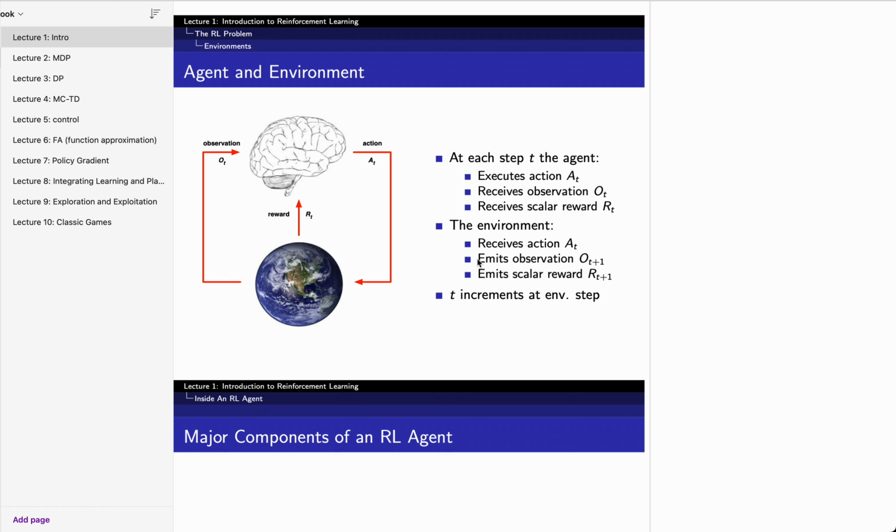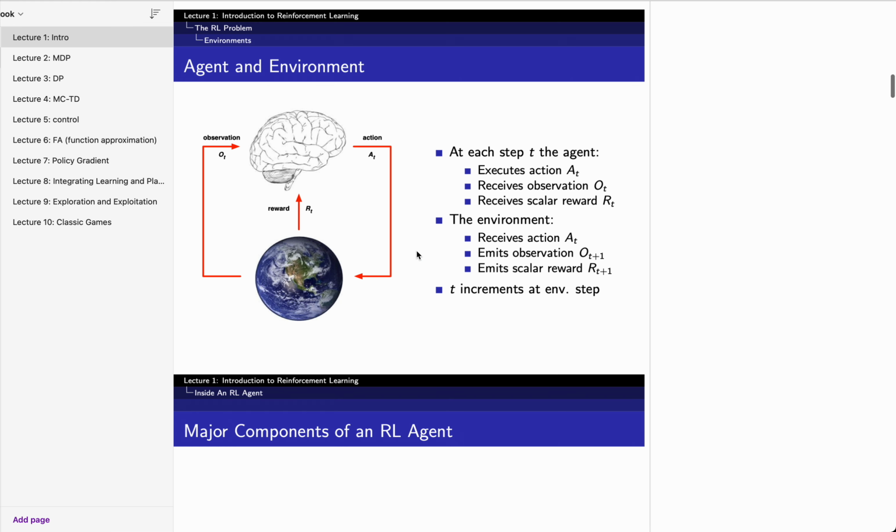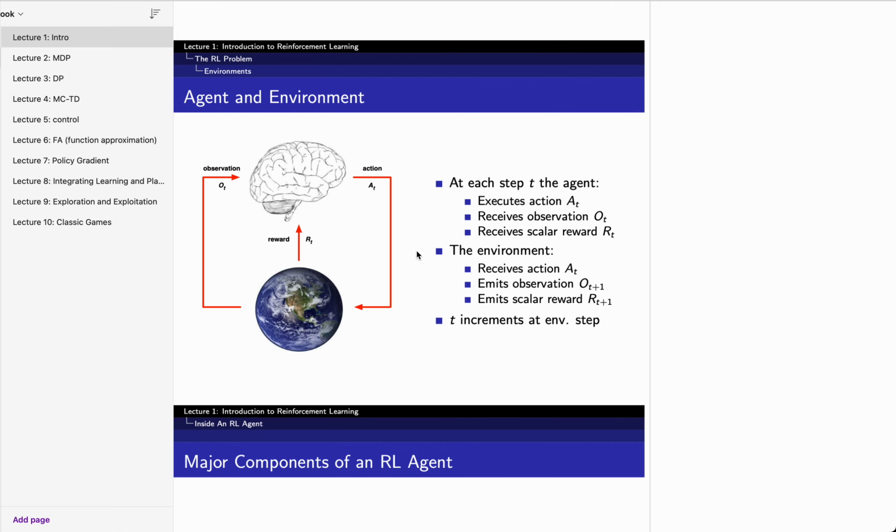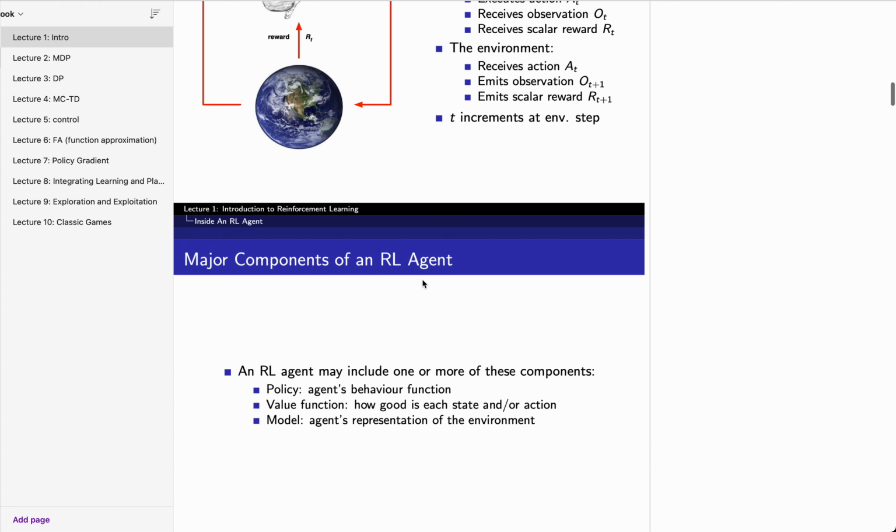On the contrary, the environment, which is also a model, will receive the action from the agent, and then at the next time t+1, it will emit the observation and a scalar reward. So this loop continues again and again until the agent reaches the terminal or the final goal. So that's the structure used to frame the problem of reinforcement learning.